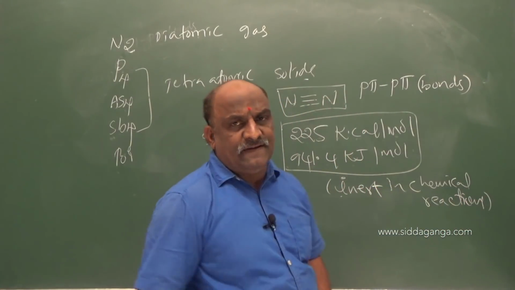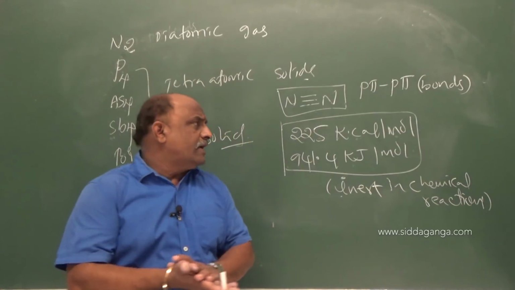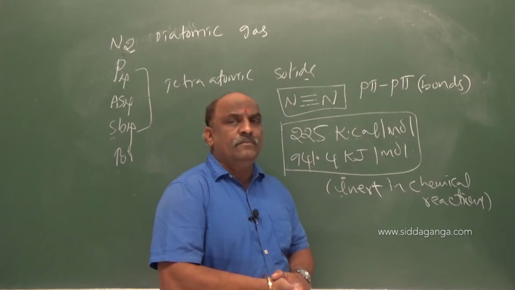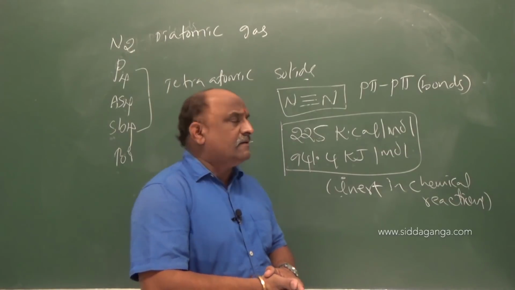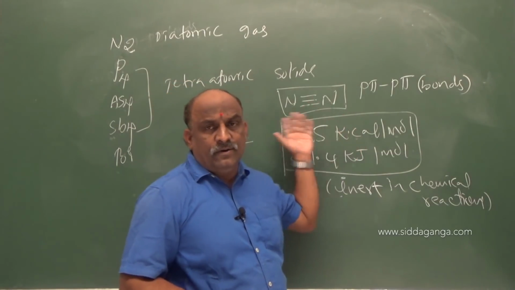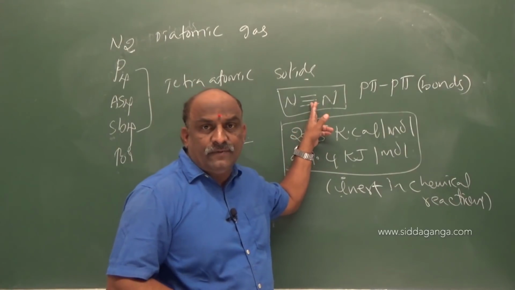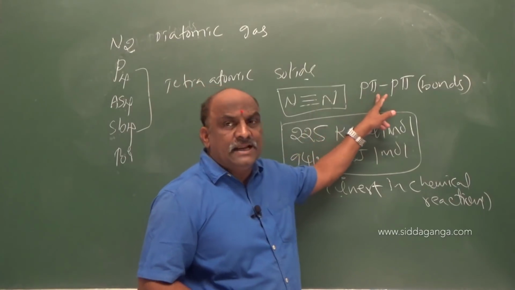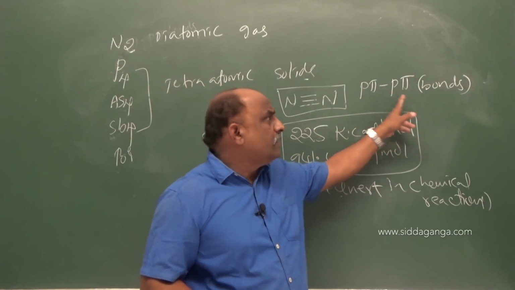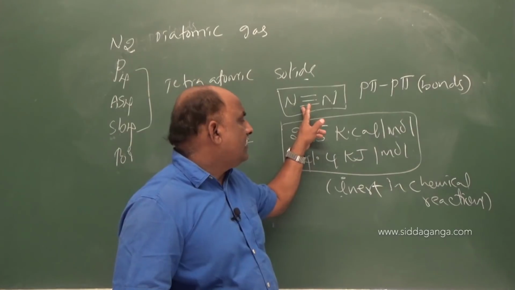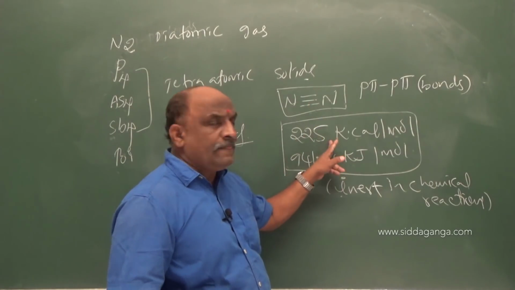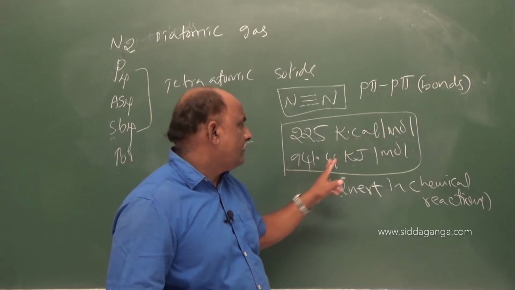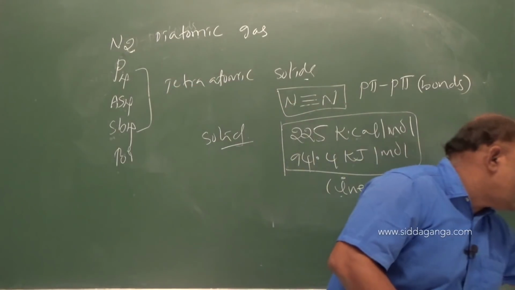For chemical reactions of nitrogen, we require conditions such as temperature, pressure and catalyst. Due to the presence of the triple bond, which is made of p-pi bonds, nitrogen is inert in chemical reactions. That bond dissociation enthalpy is 225 kilocalories per mole, or 941.4 kilojoules per mole.